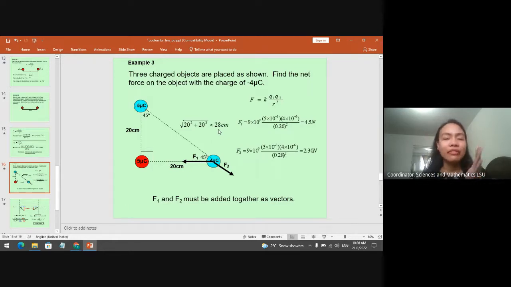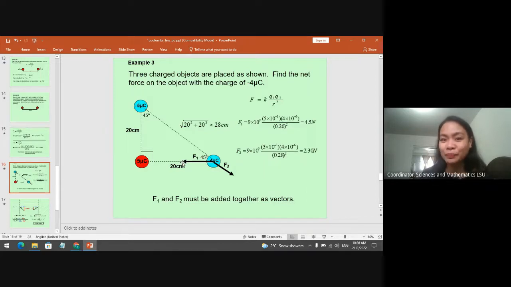This time, it is very important to learn the direction of the electric force. You are going to consider the attraction or the repulsion. Where is the force going? Here, you have negative 4 and positive 5. Positive and negative attract to each other. So our force one, F1, because they attract, is going towards the direction of the positive 5 microcoulomb charge.